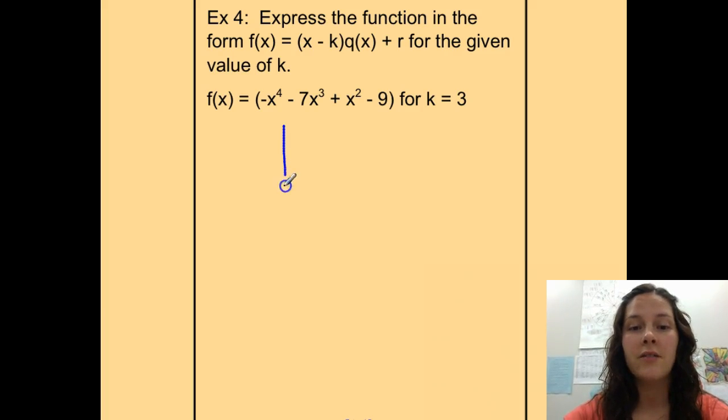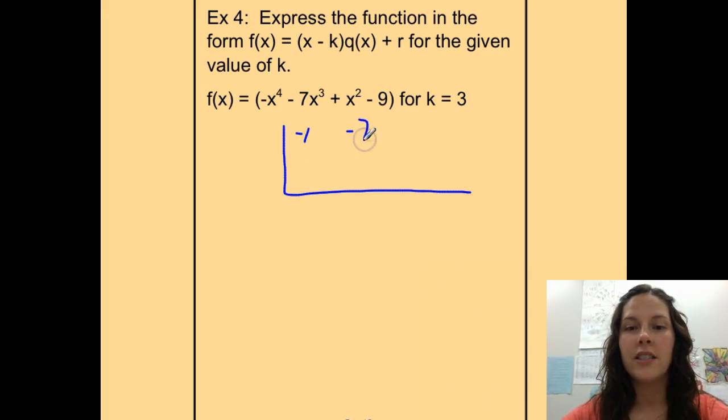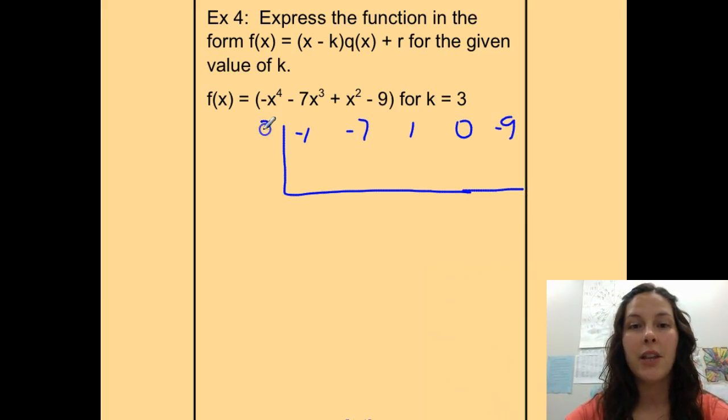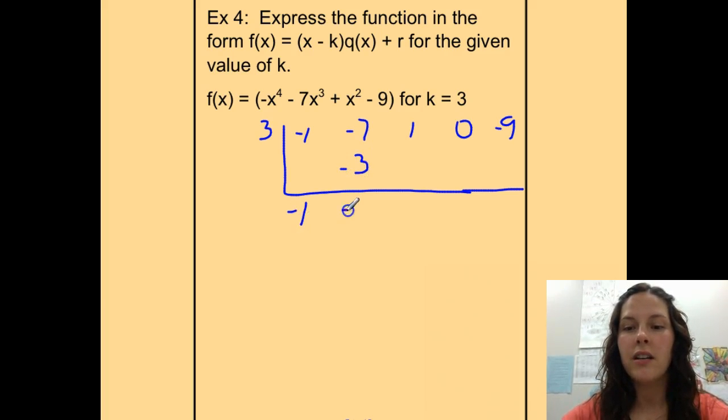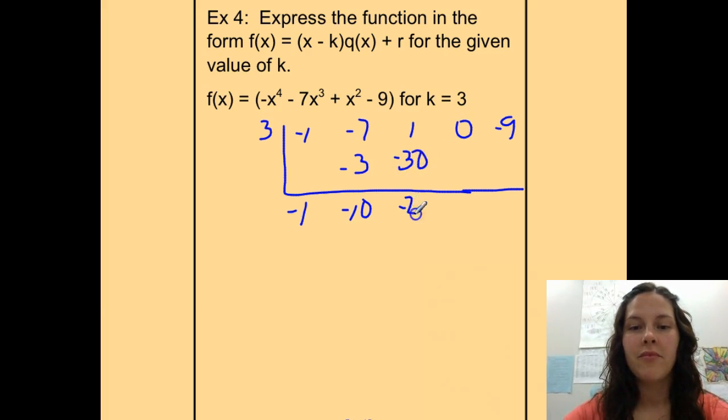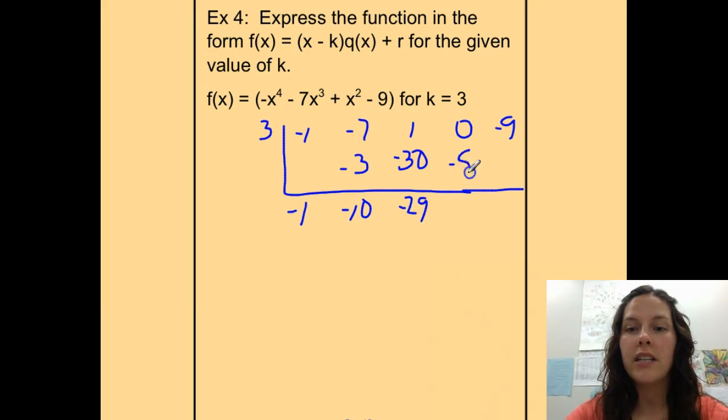Again, we can set up synthetic division for this one. So we have our coefficients, negative 1x to the 4th, negative 7x cubed, 1x squared, 0x, and a negative 9. Dividing by 3, it's already outside the box. Drop down that negative 1, multiply by 3, add, multiply by 3, add, negative 29 times 3 is negative 87. Adding that to 0, and multiplying by 3 one more time gives us negative 261. So we get a total of negative 270.